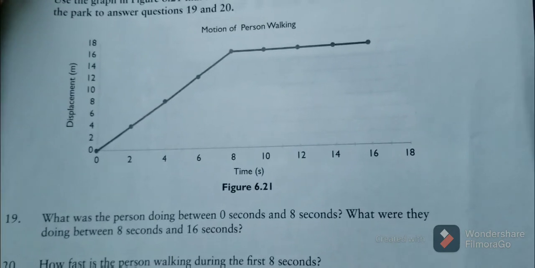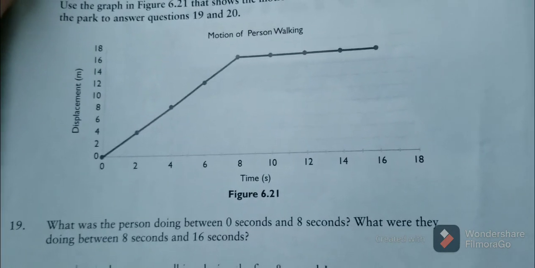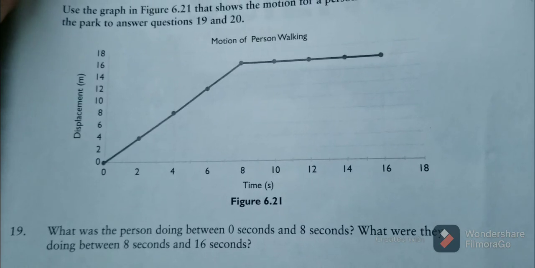Number 19, we're going to look at this graph for this. They're asking, what was the person doing between 0 and 8 seconds? And then again, what were they doing between 8 and 16?